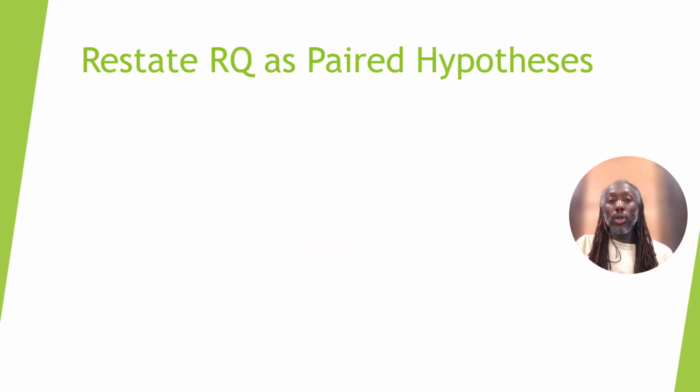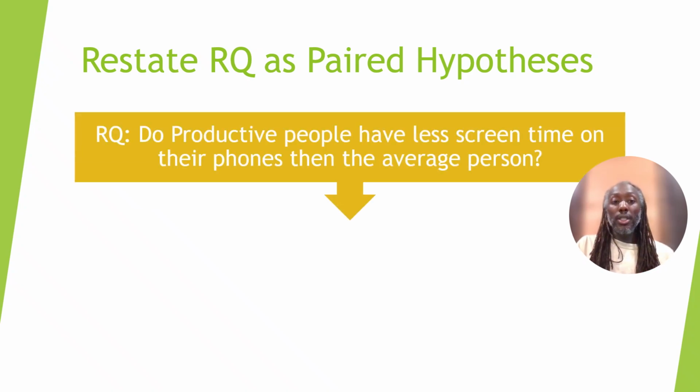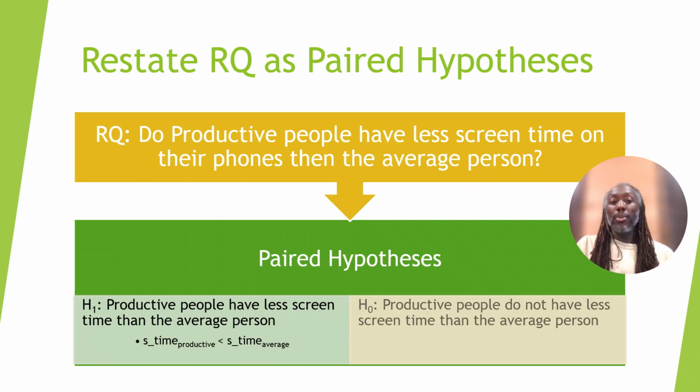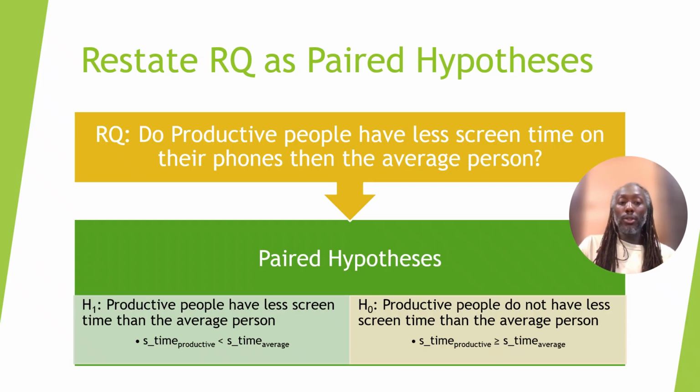So let's put this to work here. We need to restate our research question as a paired hypothesis. Our research question is, do productive people have less screen time on their phones than average people? And we can break that into paired hypotheses that would look something like this. Our research hypothesis might be that productive people actually spend less time or have less screen time than the average person. You can think of it as the screen time for productive individuals is less than the screen time for the average individual.